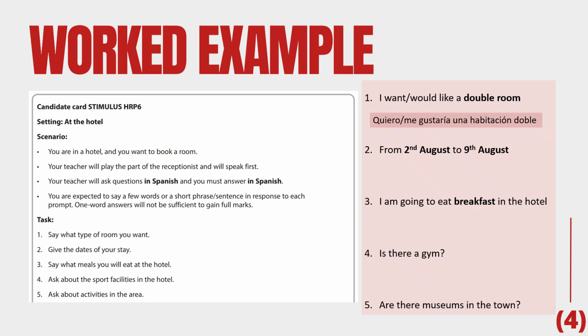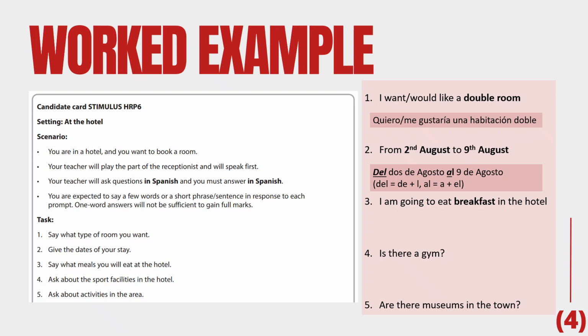From the 2nd of August to the 9th of August, del 2 de agosto al 9 de agosto. Obviously, your dates could be anything. And the reason it's del is because from would be de, but then we have to say de el 2 de agosto. So we combine de and el, and we get del. Similarly, to would be a, but we have to say a el 9 de agosto. So a plus el is al.